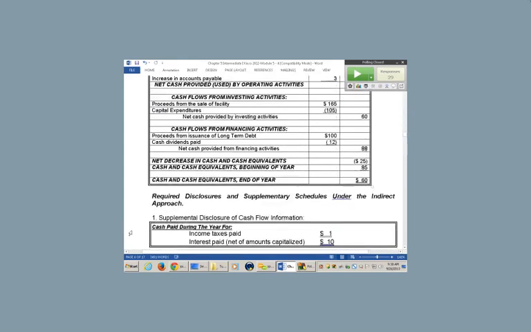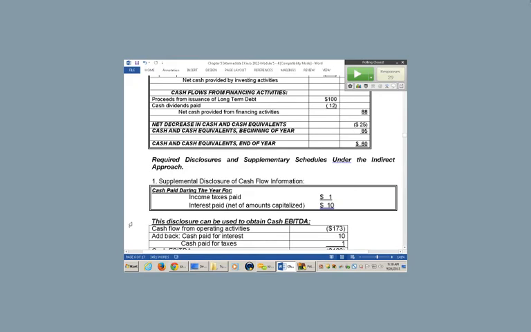Now, here's the issue that I think, I know you don't see it in the intro, so let's do indirect method. And these are your disclosures. So the first thing you have to disclose is going to be cash paid for interest and taxes.